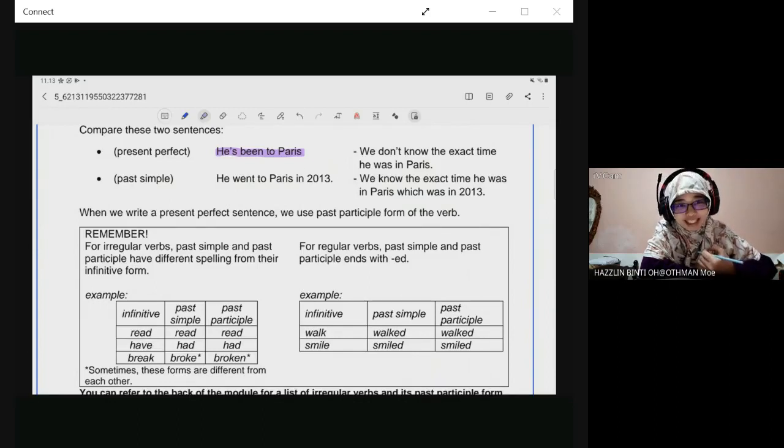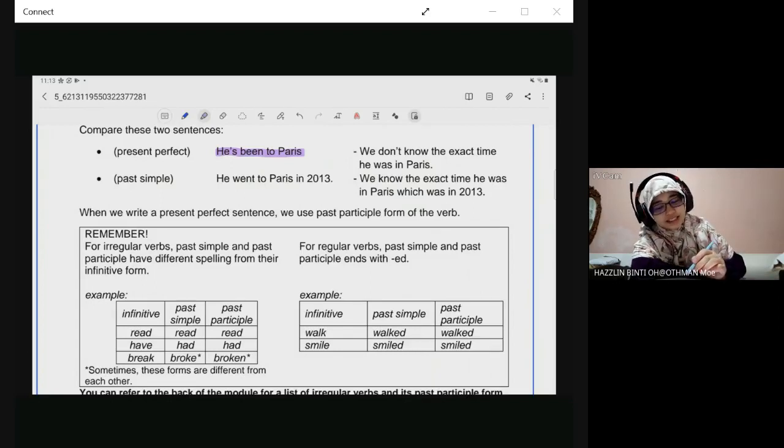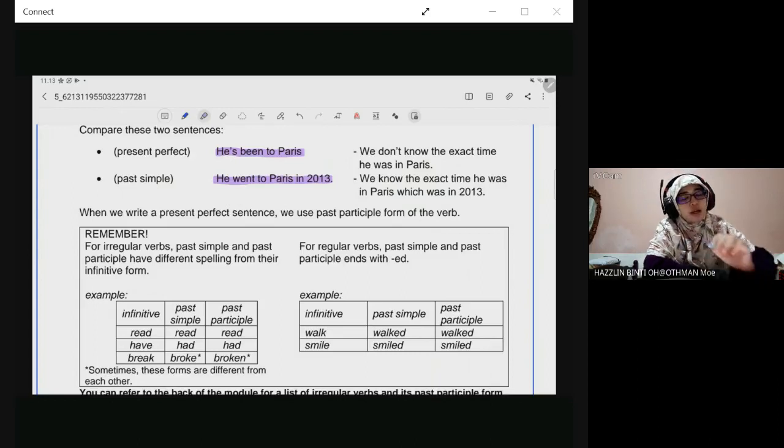But look at the second sentence. The second sentence is a past simple sentence. He went to Paris in 2013. For this sentence, we know exactly what time he went to Paris. It was in 2013. It was not last month, it was not yesterday, it was in 2013. So that is the difference between present perfect and past simple.